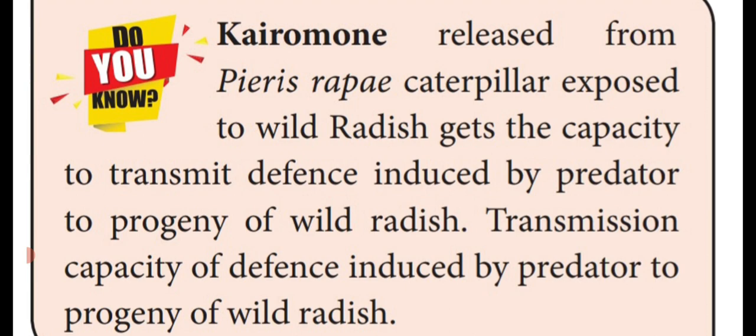See the point, do you know the paragraph? Chemical signal, kairomone, is released from the Pieris rapae caterpillar, exposed to the wild radish, which gets the capacity to transmit defense induced by the predator to the progeny of wild radish. So here the interaction takes place between wild radish and a caterpillar. Both of them show defense mechanisms by changing their genetic and morphological character. So this is another example of co-evolution.